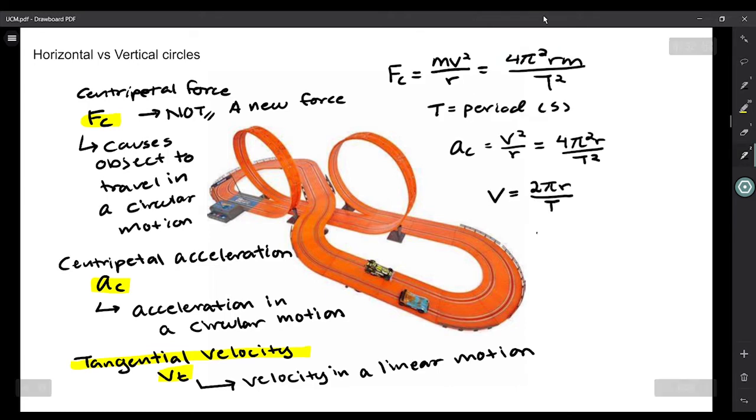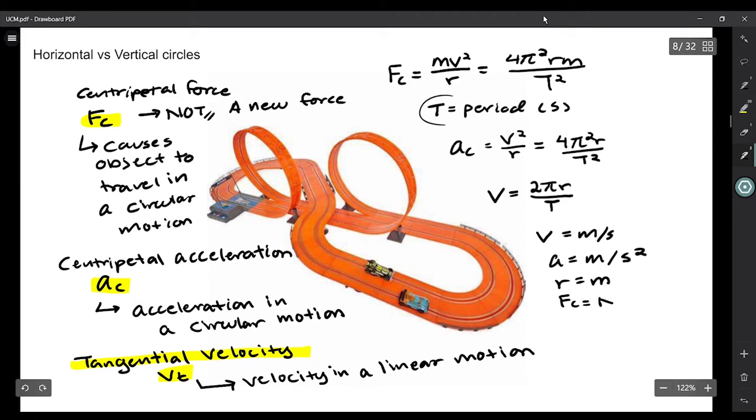Now, for units, our velocity is often in meters per second. For acceleration, of course, meters per second squared. For r, the radius, that'd be meters. For t, time period, we'd set up here, seconds. And of course, force is in newtons, and m is in kilograms. We use metric units for physics. This is all very important for everything else later on.